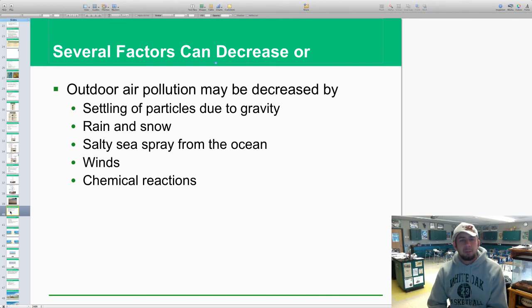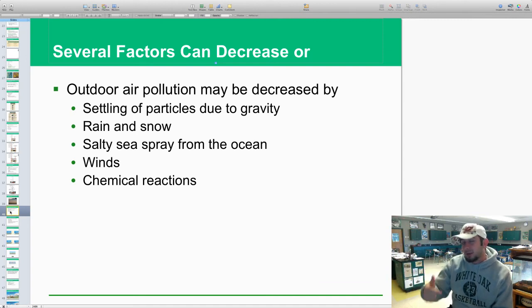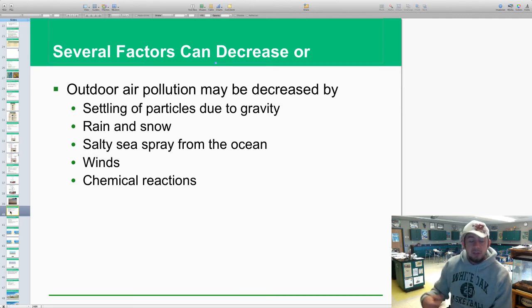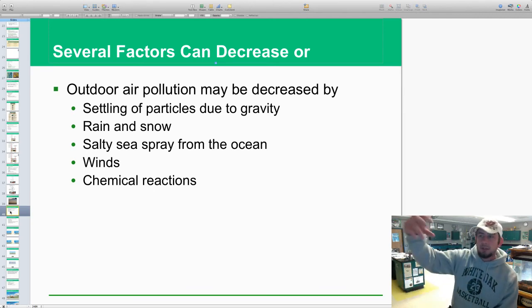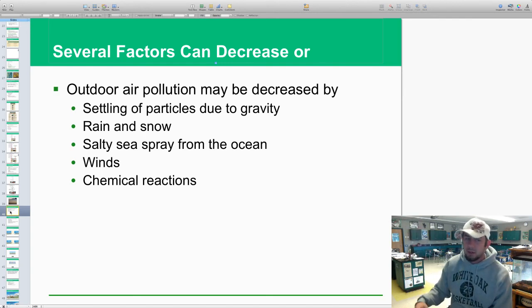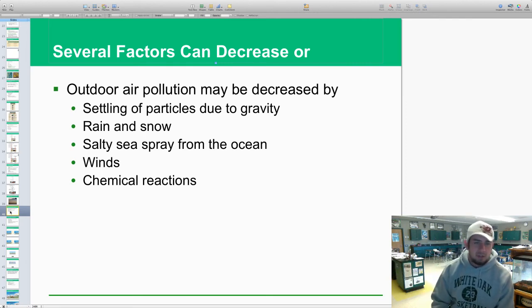So let's look at how outdoor air pollution may be decreased by settling of particles due to gravity. So just sheer gravity pulling those particles out of the atmosphere. Rain or snow as well can pull those out, recombine with those, and bring them to the ground. Salty sea spray, as that sea spray blows up, the salt water combines with those molecules and brings them down out of the atmosphere. Again, they then go into the water system, or the aquatic habitats, but at least they're out of the atmosphere. Winds can blow them and spread them out so they're not as highly concentrated, and also chemical reactions can decrease the impacts of that as well.